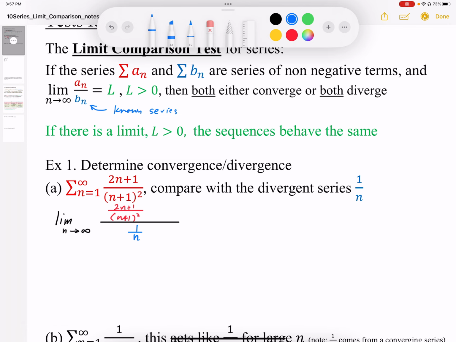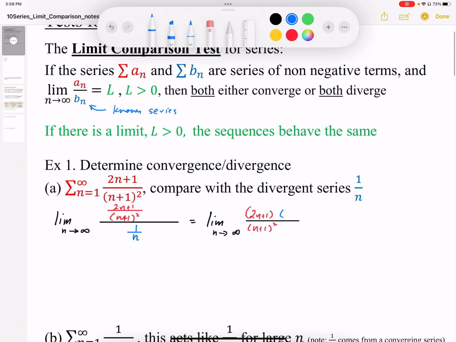Before I apply the limit, I'm just going to rearrange this so that it's easier to work with. We just want one fraction, so we put the numerator parts on top and the denominator parts on bottom. The 2n plus 1 goes on top, n plus 1 squared goes on bottom, and then here we have times n, and the 1 goes down here.